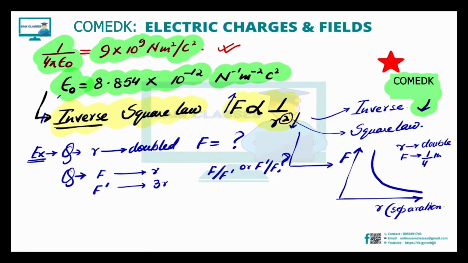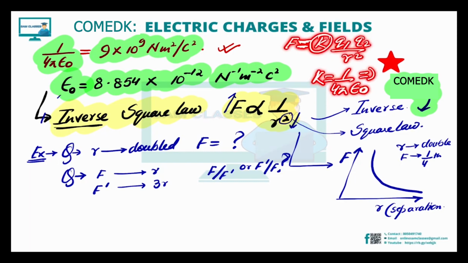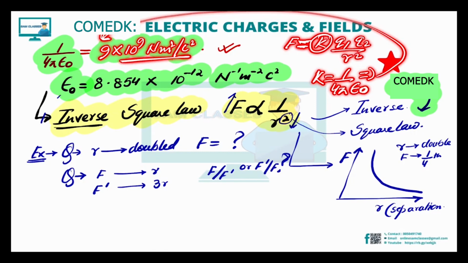What is the force formula? F is equal to K Q1 Q2 by R square, where we removed the proportionality and introduced K. What is the value of K? K is nothing but 1 by 4 pi epsilon naught. The value we'll be using for the numerical part is 9 into 10 power 9 Newton meter square per Coulomb square.